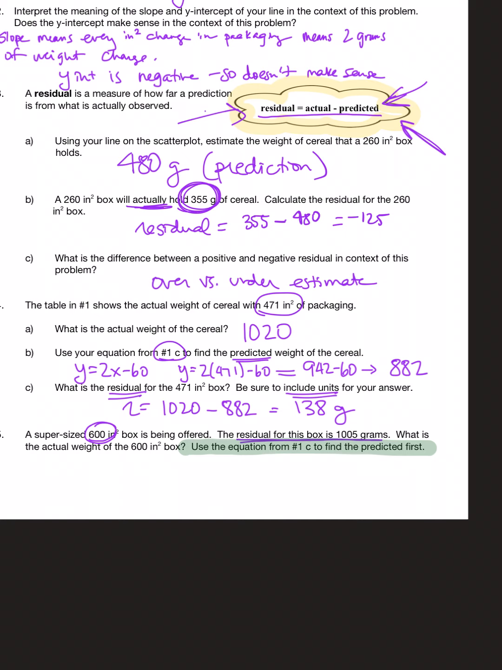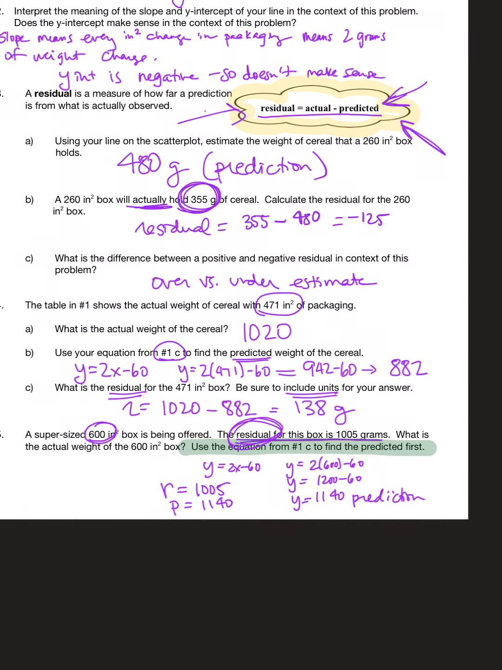Oh, wrong pen. Here's our equation, and I'm going to plug in 600. 2 times 600 minus 60. That's 1200 minus 60. That's 1140. Again, this is our prediction. And notice they told us the residual, so we have R. So we have R is 1005, and we have P is equal to 1140. We're trying to find A.